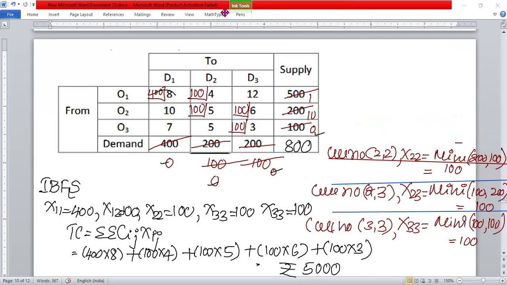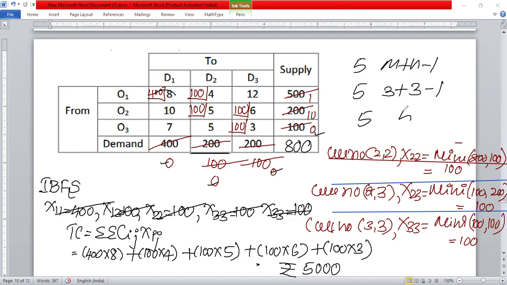Now, how many allocations are there? 1, 2, 3, 4, 5. The formula is m plus n minus 1. How many m is 3, and n is 3. So 3 plus 3 minus 1 is 5. Exactly, 5 is equal to 5.